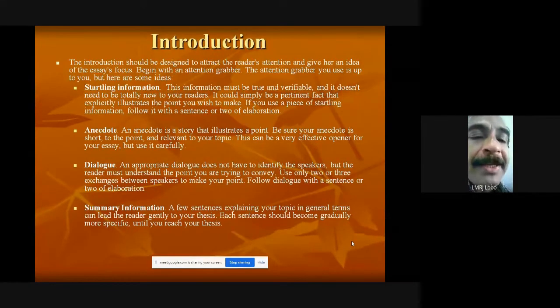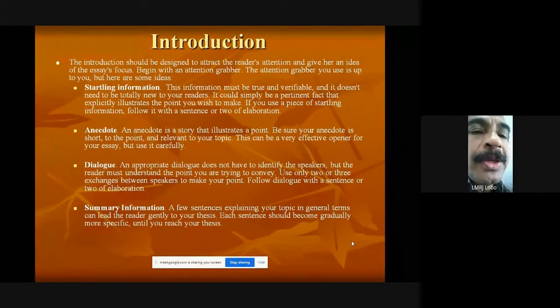For example, if I'm writing an essay on life, I might quote Wordsworth, like, "Give to me the life I love, let the lake flow by me," a quote from the poem Leisure. Then we may have startling information to create an interest in the particular user that may be true and verifiable, and it doesn't need to be totally new to your readers. So it would simply be a pertinent fact that explicitly illustrates the point you wish to make. If you use a piece of the startling information, follow it with a sentence elaborating it.